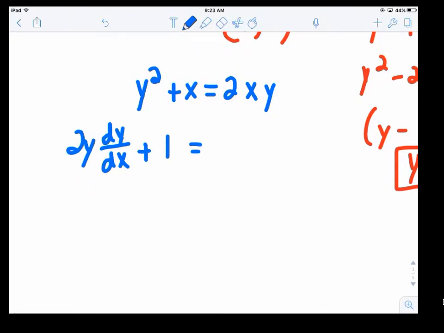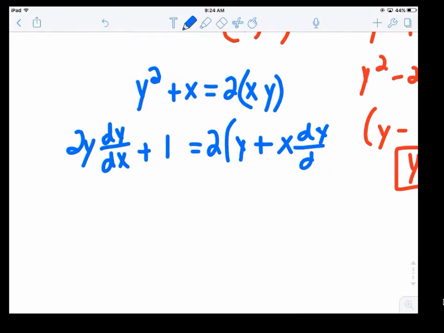Now I have 2xy, so that means what rule do I need to use? Product rule, right? So you can leave the 2 on the outside if you want, and then you just have to remember to distribute it when you're done. And then you're going to be using the product rule around x times y. So you have derivative of the first times the second would be what? Y plus first times the derivative of the second, which would be what? All right, good.